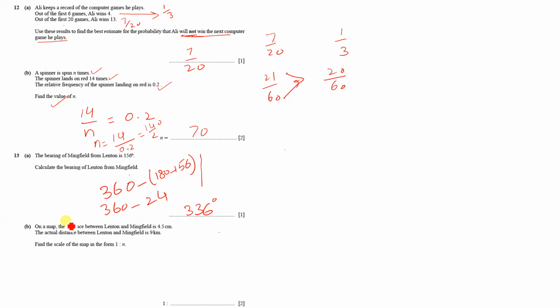Part B. On a map, the distance between Lantern and Minkfield is 4.5 centimeters. The actual distance between Lantern and Minkfield is 9 kilometers. Find the scale of the map in the form 1 to n. So we have to convert this into centimeters as well. So 9 times 1000 gives us meters, and times 100 to make it centimeters.